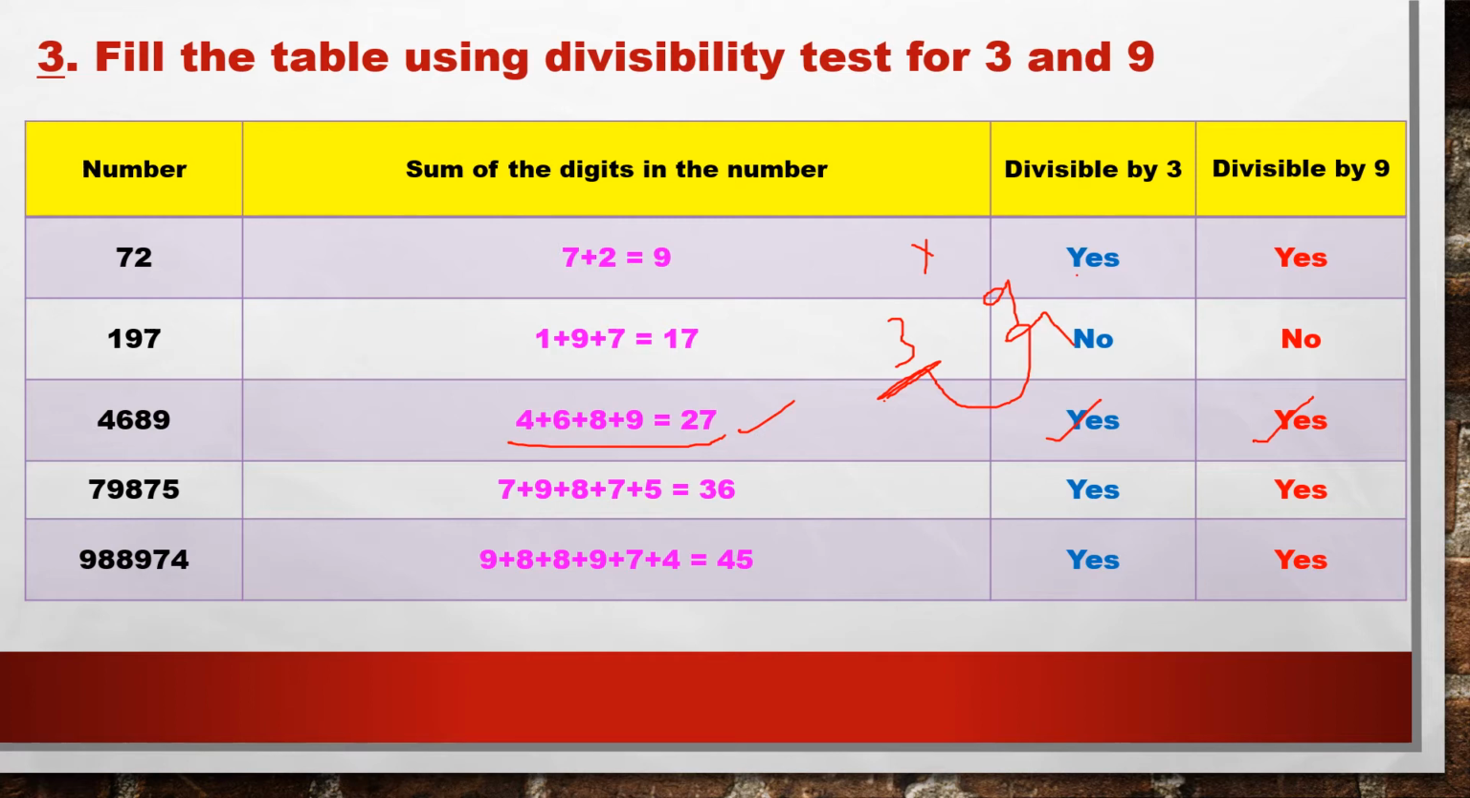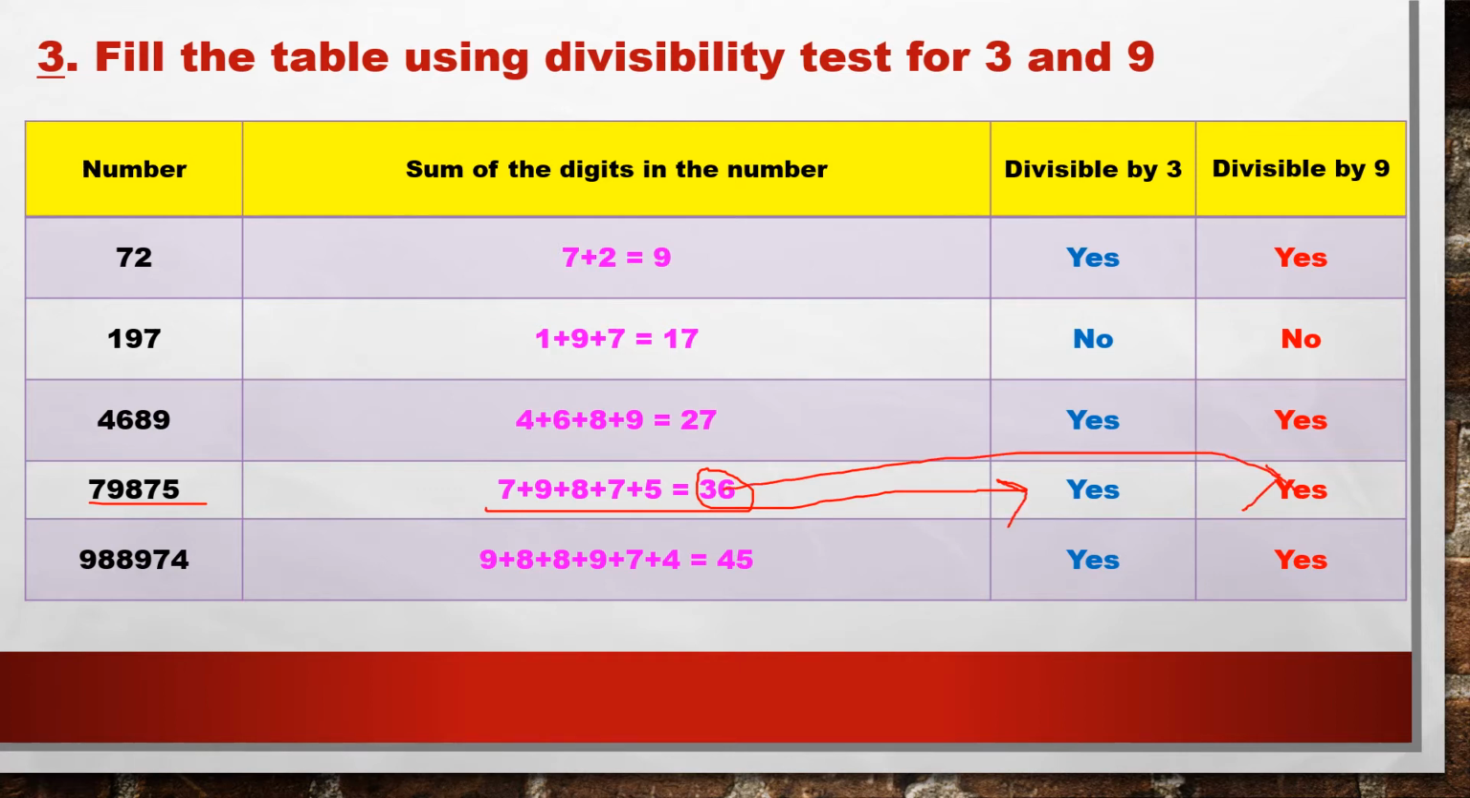Clear? Suppose I am taking 33. 33 is divisible by 3 but not divisible by 9, right? So there is no condition like this. You check separately. Here after summation you got 36. It is divisible by 3, 12 times, and divisible by 9 also, 4 times. Clear? Here when you add all these digits you get 45. 3 15s are 45, 9 5s are 45. Clear? So let us go to the next slide.